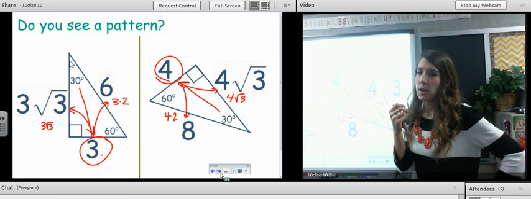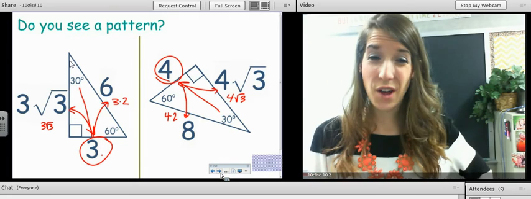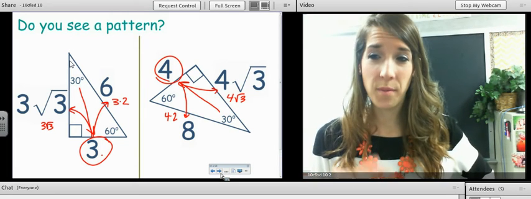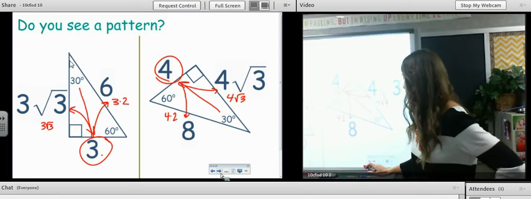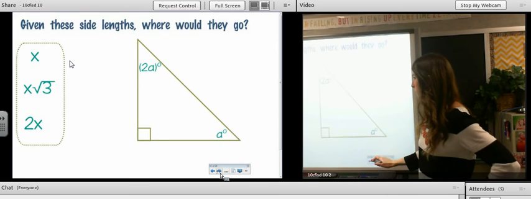Okay, so in all of these problems, the key to solving these is to find what's across from the 30. Find what's across from the 30. We're not going to do that one.